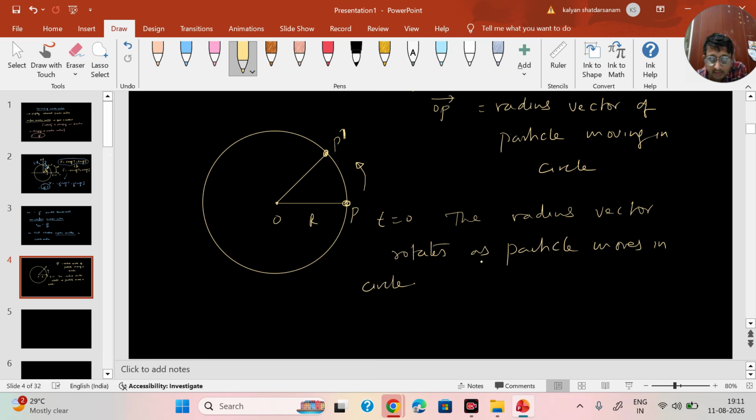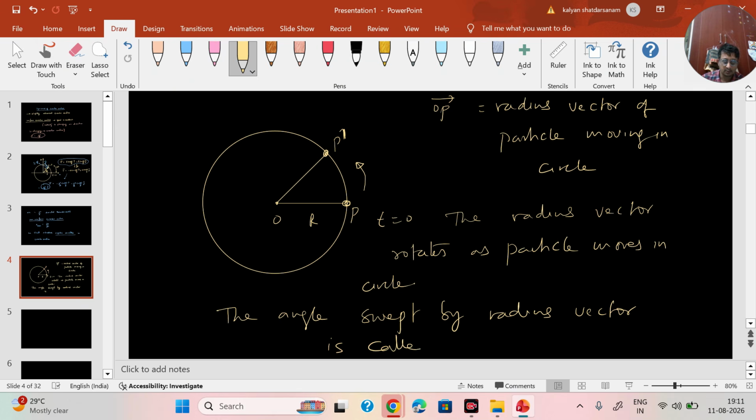Okay. So radius vector rotates as particle moves in circle. Now, what I am saying is the angle swept by radius vector is called angular displacement theta. So you see this angle, whatever is swept by the radius vector, that is called angular displacement theta.